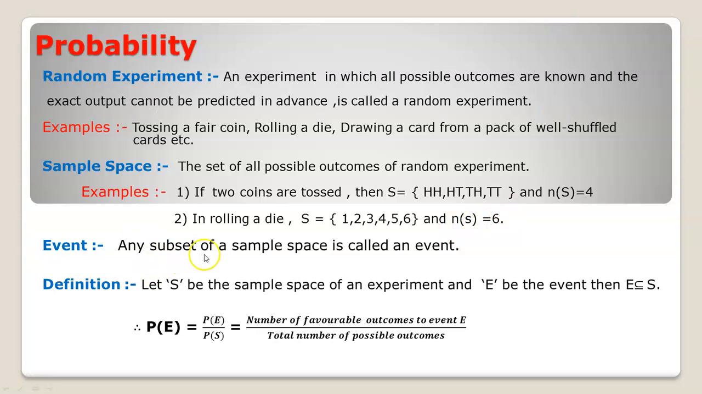Next, event. Any subset of a sample space is called an event. The mathematical definition of probability is: let S be the sample space of an experiment and E be the event, then E is a subset of S. Therefore, the probability of the event E, P(E) = n(E) upon n(S), equals the number of favorable outcomes to event E divided by the total number of possible outcomes.